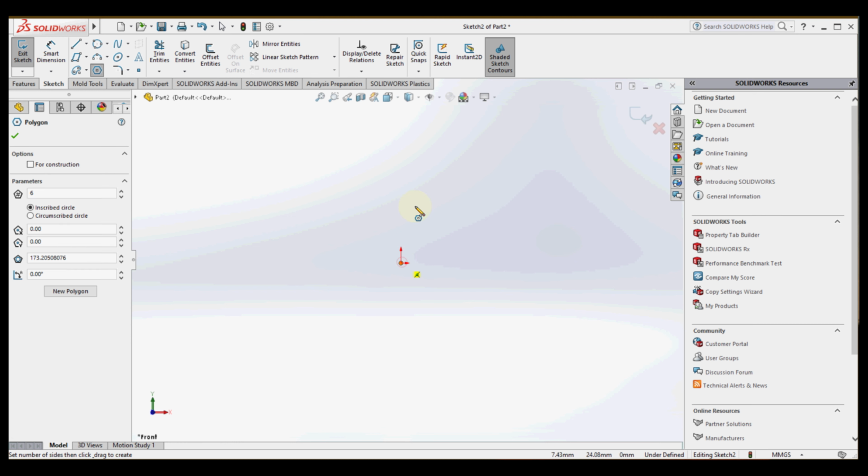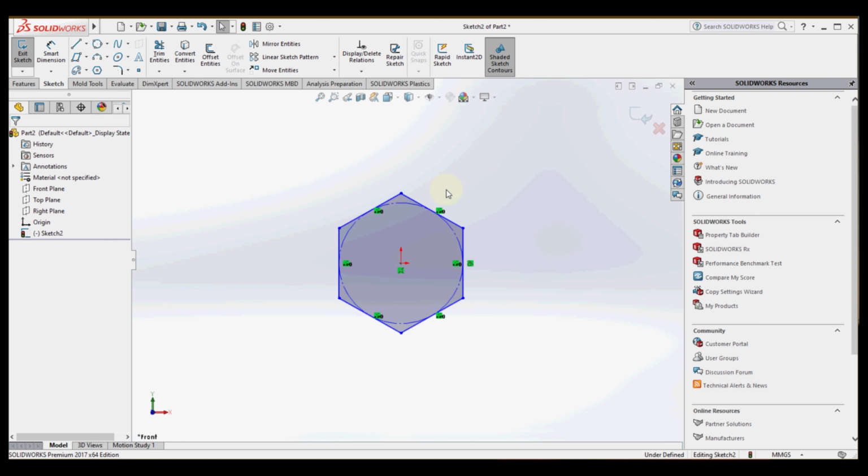The next topic is about polygon. Polygon is drawn by making a construction circle. Constructive polygon can be drawn by selecting the construction option. Polygon can be inscribed or circumscribed on a circle.